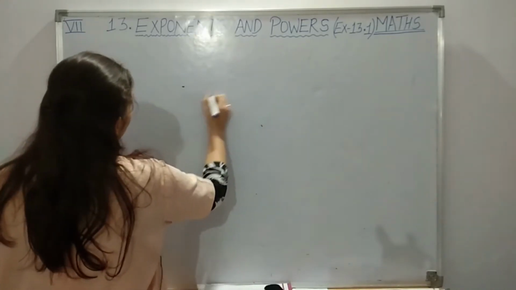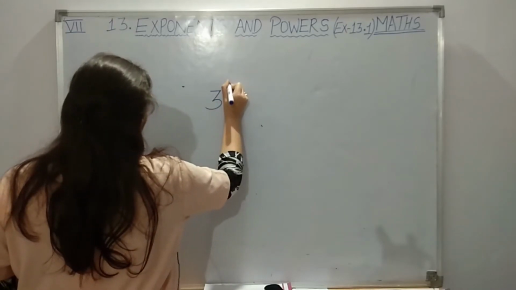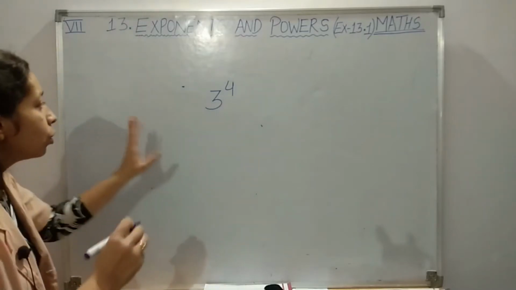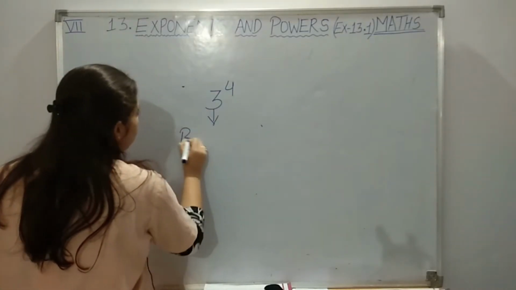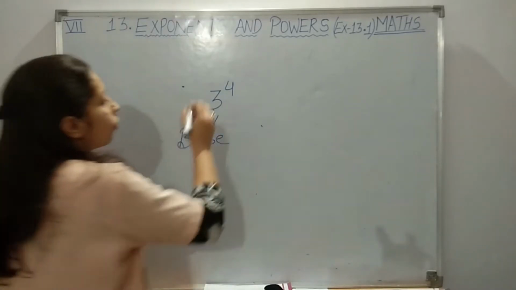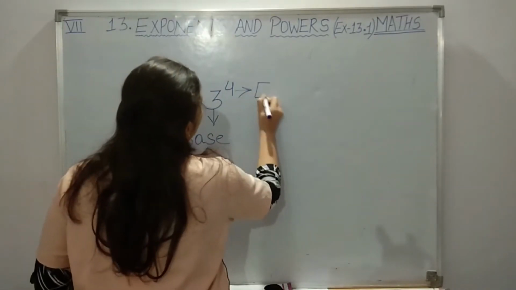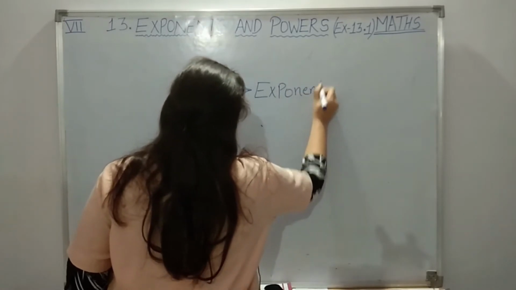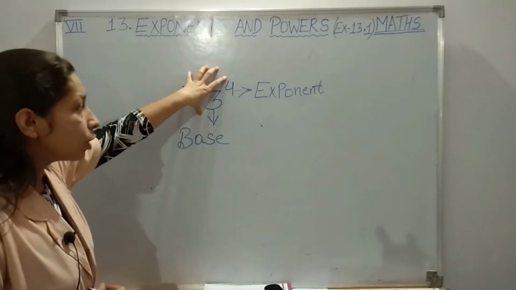Okay students, again I will be giving you one example for exponent. Suppose here I am writing 3 raised to the power 4. Here this 3 is known as the base. Clear? What about this 4? It is known as power, or it is also known as the exponent. This is the base, this is the exponent, and this is the short form, isn't it?